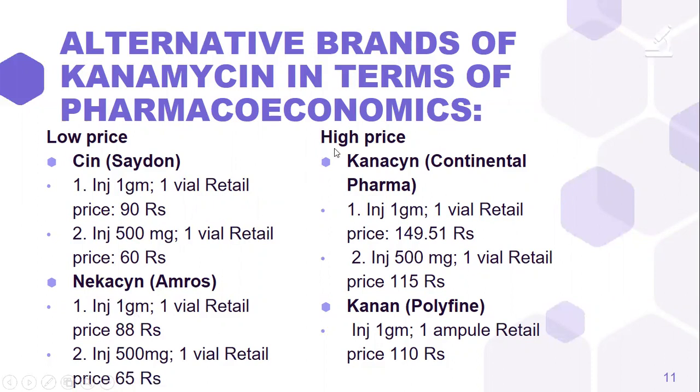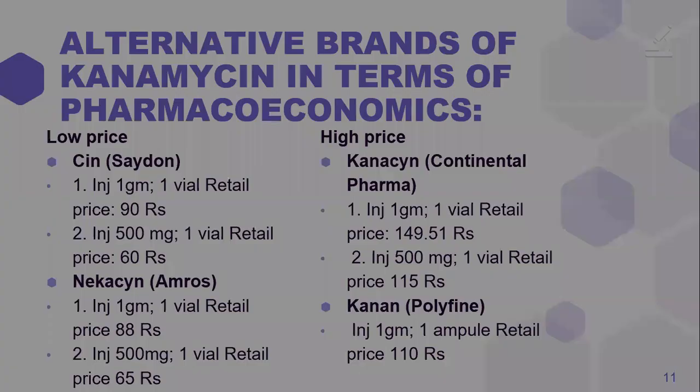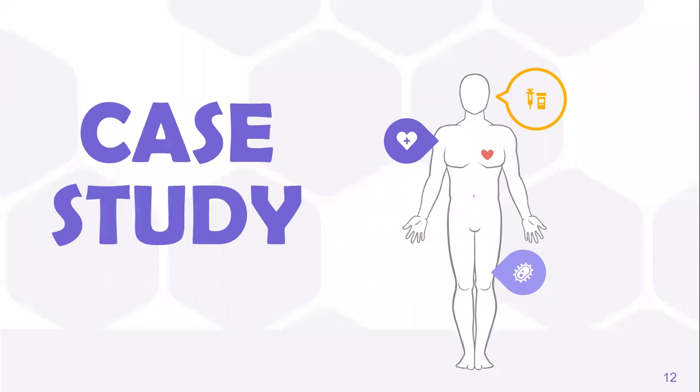The high price category: here we have a brand of kanamycin from Continental Pharma. The 1 gram injection in 1 vial retail price is 149.51 rupees, and 500 milligram injection, the retail price is 115 rupees. Another brand is Canon from Polyfine, 1 gram injection in 1 ampule, the retail price is 110 rupees. Now here we have a case study of a patient. So let's see what is the effect of kanamycin and what is the most possible treatment of this patient.